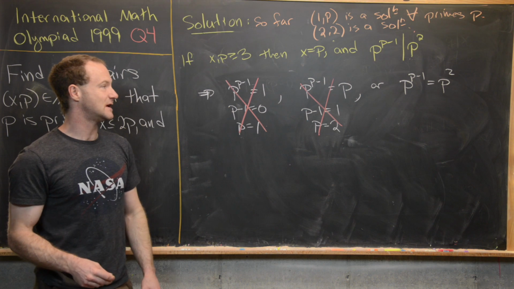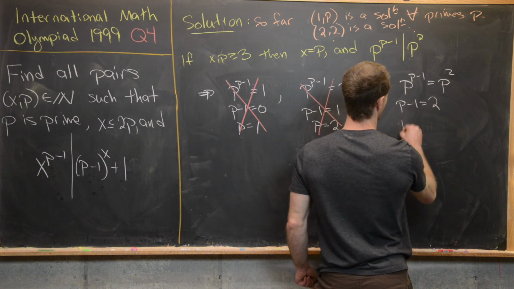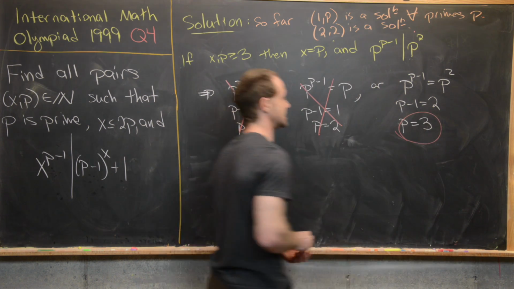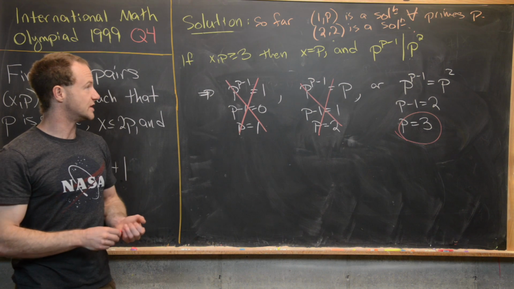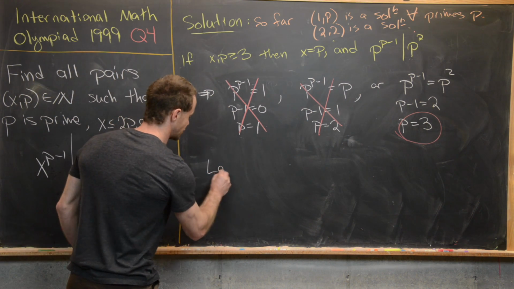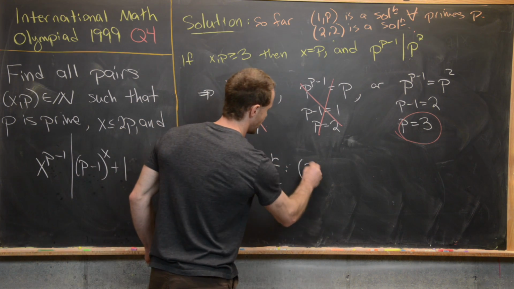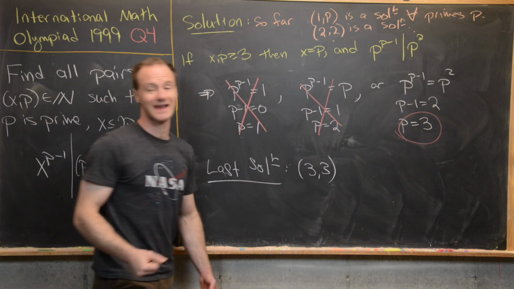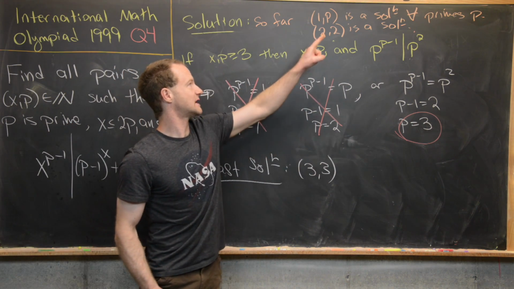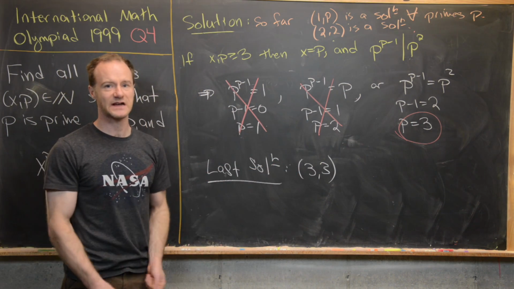Now, if p to the p minus 1 equals p squared, that means p minus 1 equals 2, or in other words, p equals 3. And this actually gives us a new solution, so we're good to go there. And so finally, we have our last solution of 3, 3. In other words, x and p are both 3, giving us this infinite family of solutions and then these 2 isolated solutions. And that's a good place to stop.